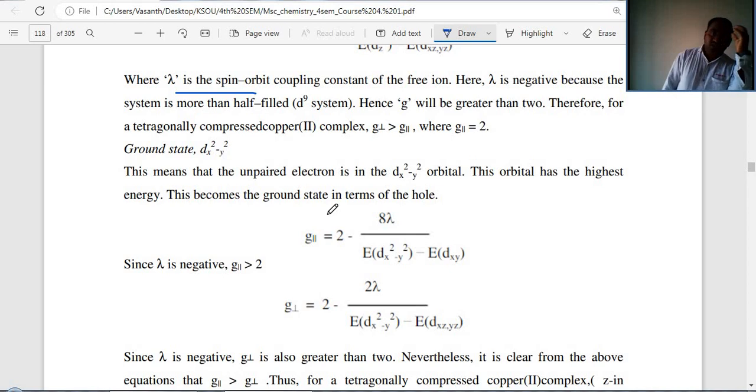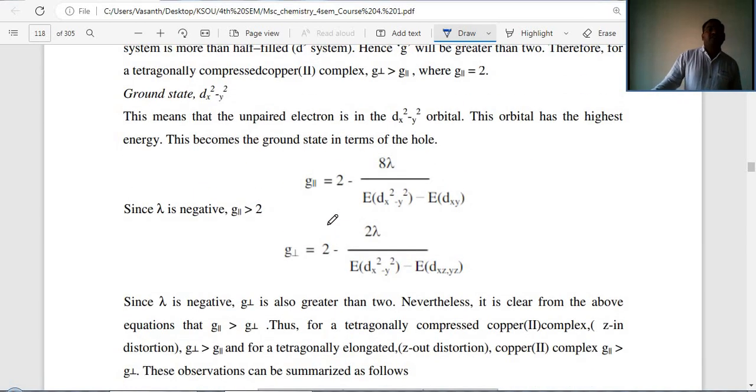Therefore, for a tetragonally compressed copper 2 complex, g perpendicular is greater than g parallel, in that ground state, d x squared minus y squared. This means that the unpaired electron is in that d x squared minus y squared orbital. This orbital has the highest energy. This becomes the ground state in terms of the hole.